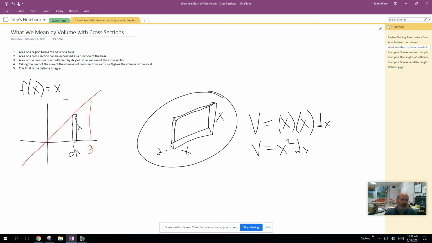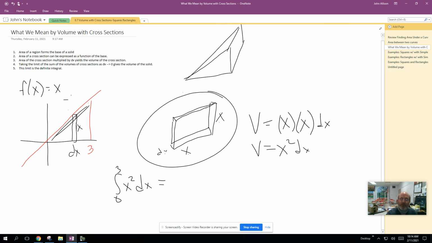But remember, if we want to find the volume of this entire solid, that's the volume of one particular cross section. So we're going to do all of these from 0 to 3. We put those as our limits of integration, and we sum all of the expressions for the volume of each of these cross sections. When I sum this, it's going to give me the volume of that pyramid that we showed you a few moments ago.